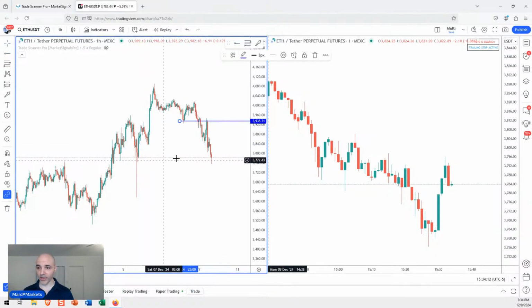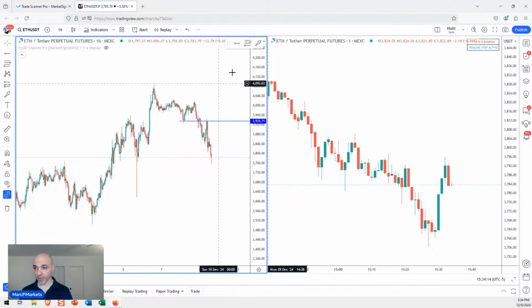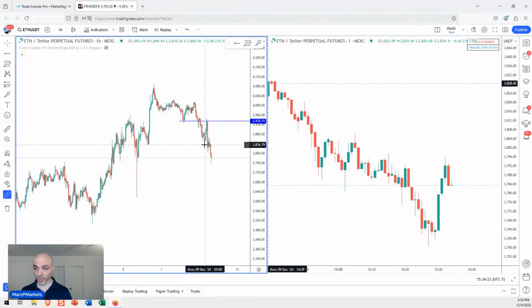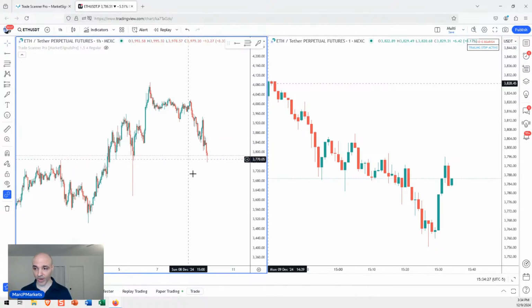There was a support here. You see that? And it broke. We see this now after the fact. It broke. Not only that, but it tested that support again. It became a resistance, and we're making lower lows. That's all I need to know. I don't need to know anything else for day trades, right?